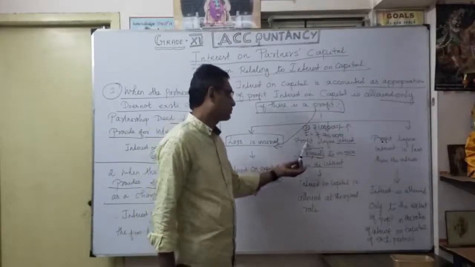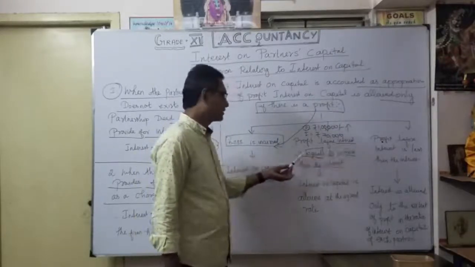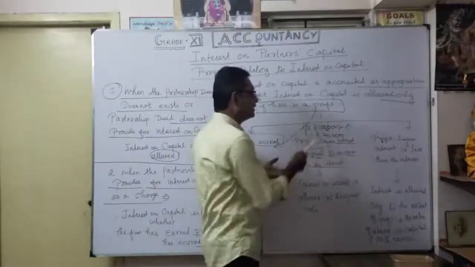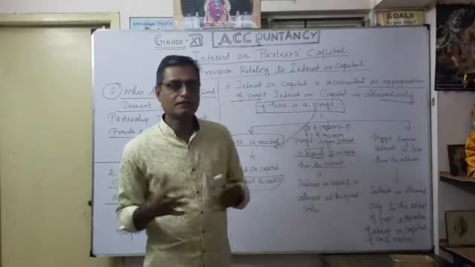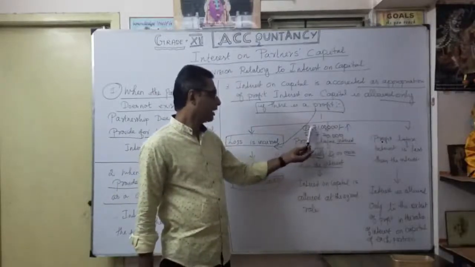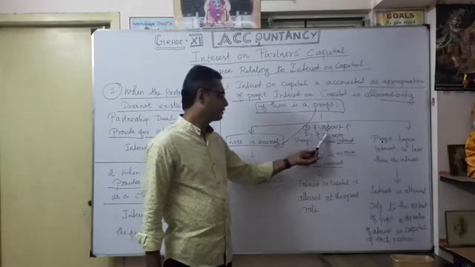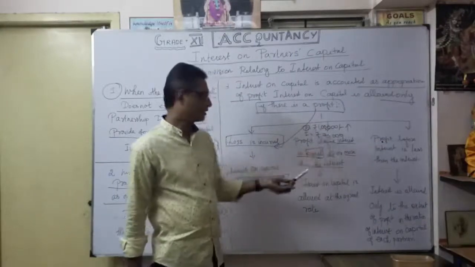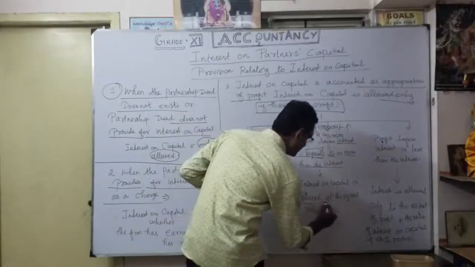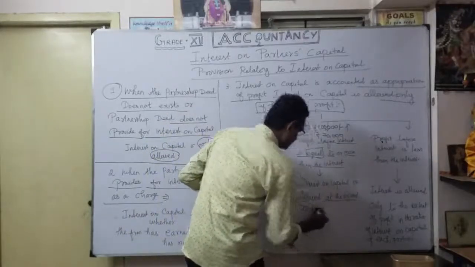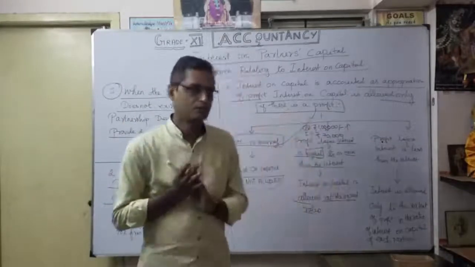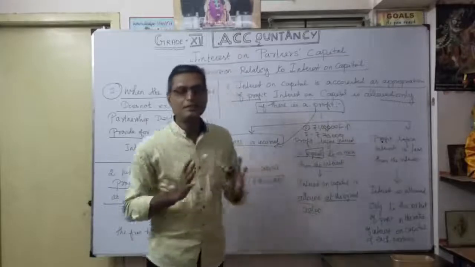Second important: the profit before interest is equal to or more than the interest. Even though our interest is 1 lakh, if the profit is there, we can charge the entire 1 lakh. So naturally here our profit is 1 lakh, interest is 70,000, so more than the interest. In this situation, interest on capital is allowed at the agreed ratio. Agreed ratio means our profit sharing ratio. We want to follow that. This is one situation.